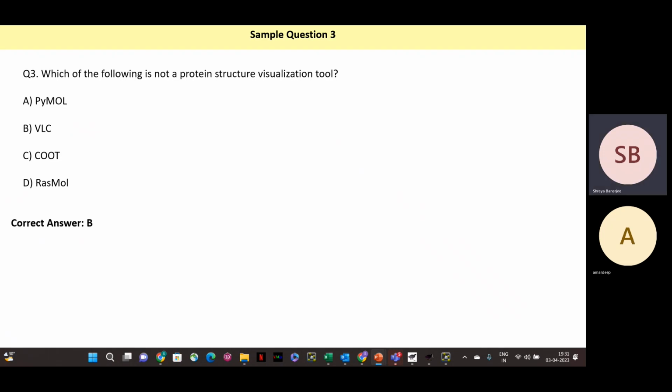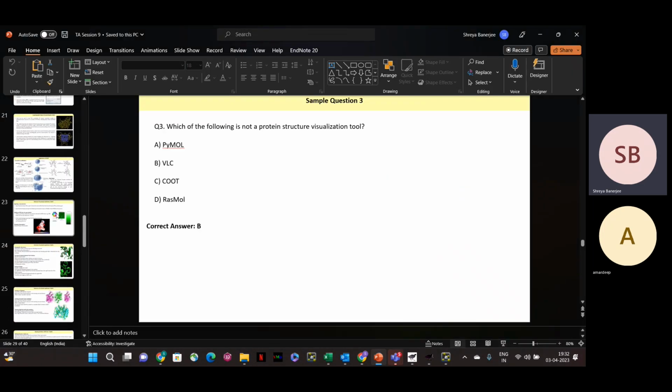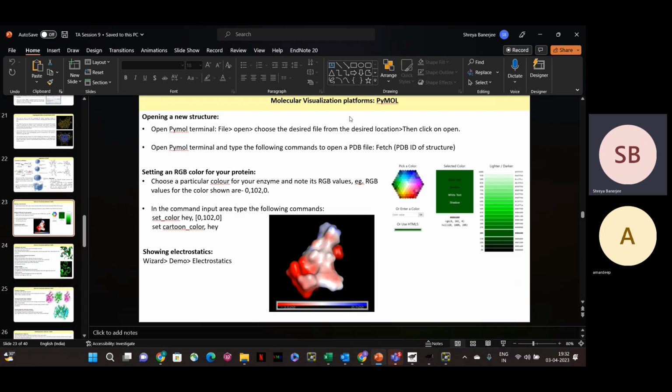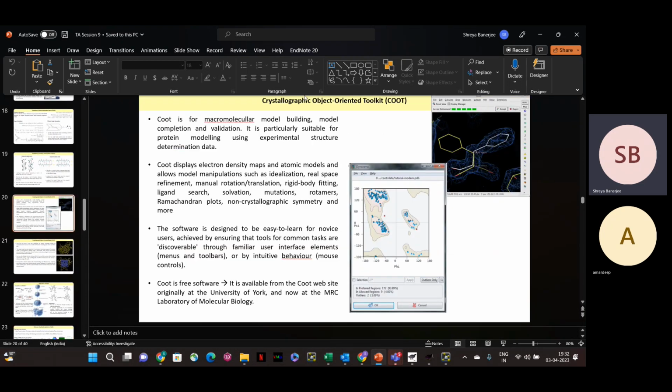Right. So the correct answer is VLC. If we go back, we had learned about PyMol, which is a molecular visualization software. We had also talked about COOT, which is a molecular visualization software mostly used for the electron density or the Ramachandran map, to find out if the predicted structure matches that of the electron density that we get from experiments, or whether the protein falls in the Ramachandran allowed region, which means it is a correct structure, or if it falls in the Ramachandran disallowed region, which would make it an incorrect structure.